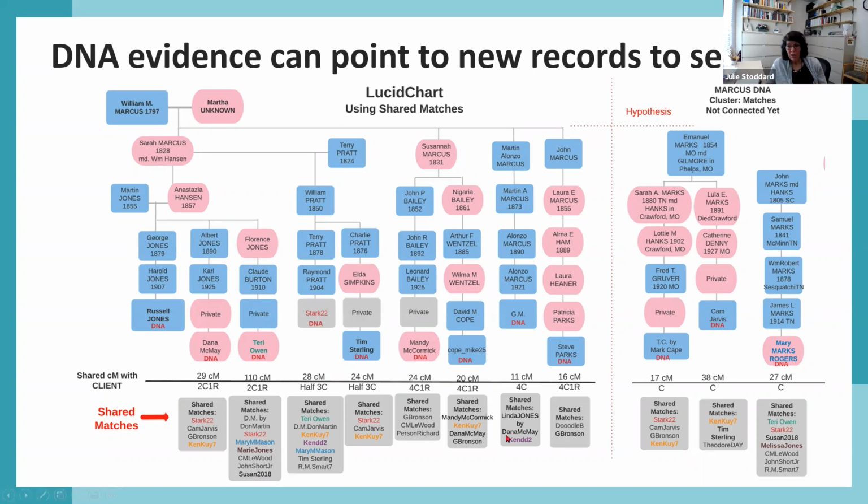Because the fact that all of these share with each other indicates that I've got them on the right line. And by researching all of their records, I was able to find a record. I couldn't find any record that told Sarah Marcus's parents, but I started finding records once I knew these other children, and then I could start putting the family together and find the records to build out the family. Okay.